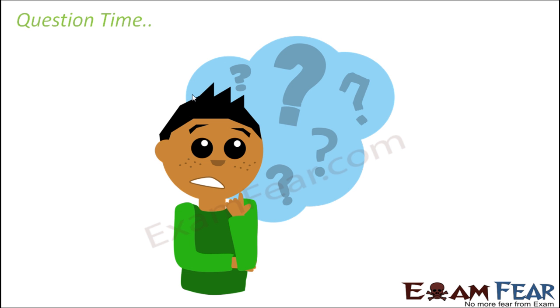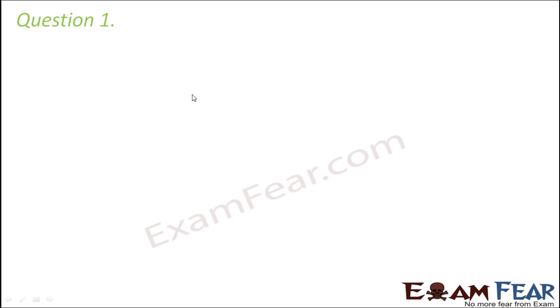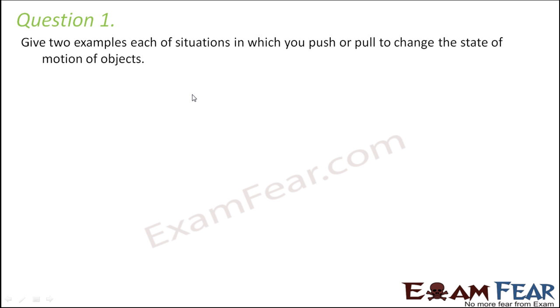So with this we have reached towards the end of this lesson on force and pressure. So let us quickly look at some of the questions. Question number 1. Give 2 examples each of situations in which you push or pull to change the state of motion of objects. So let us first talk about push.